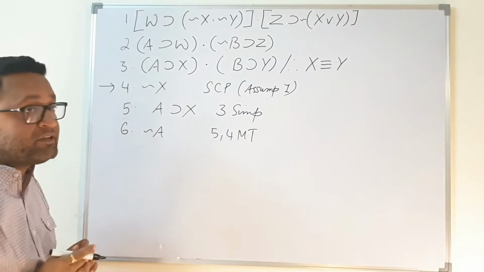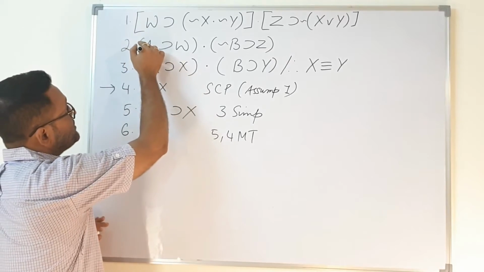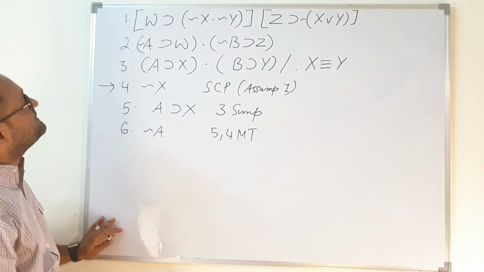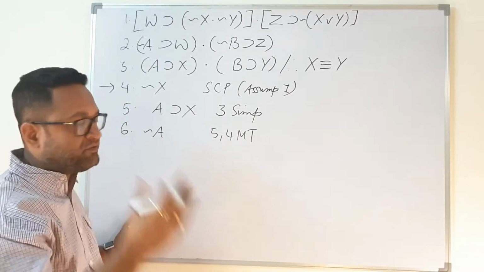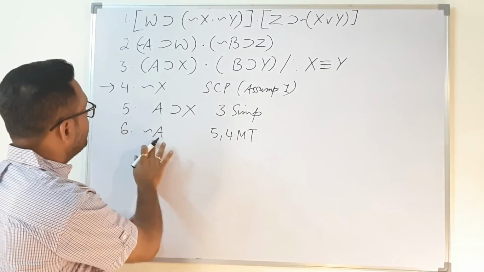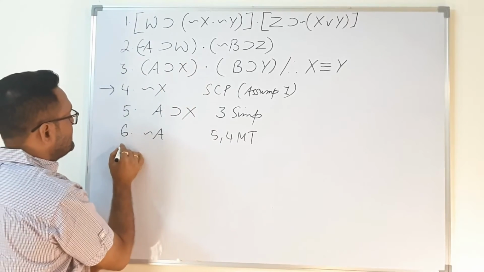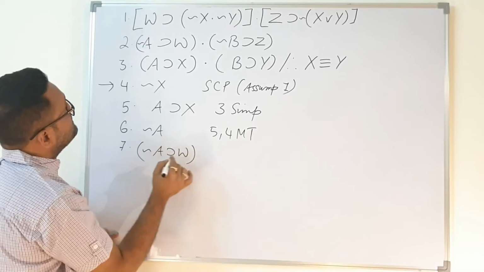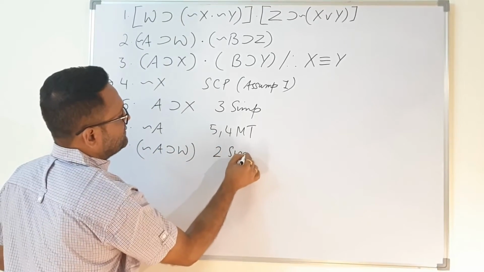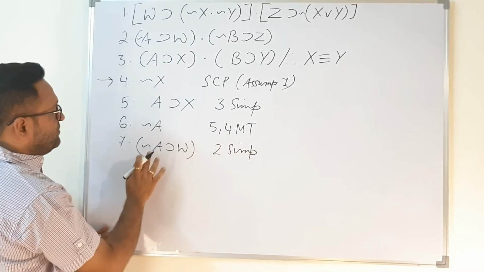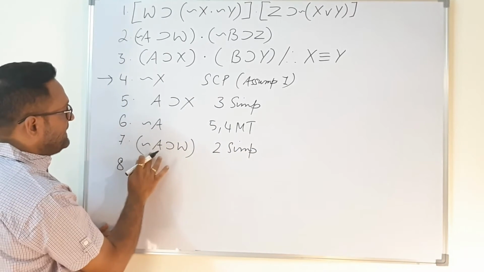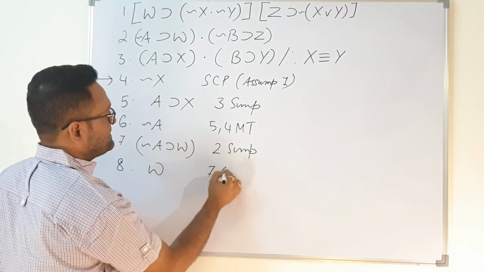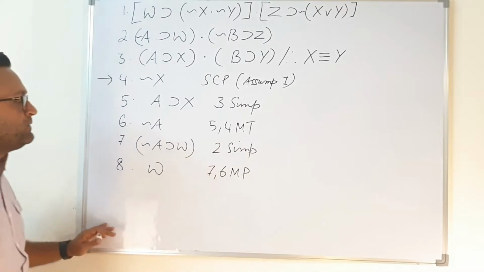I found the error in the question. The question has negation of A implies W and negation of B implies Z as the second premise. Because of that, we were stuck. Anyways, now since we have got negation of A, we can simplify this. So we will write negation of A implies W, the second simplification. On this, we will apply negation of A, so we will get W. This will be 7, 6 modus ponens.